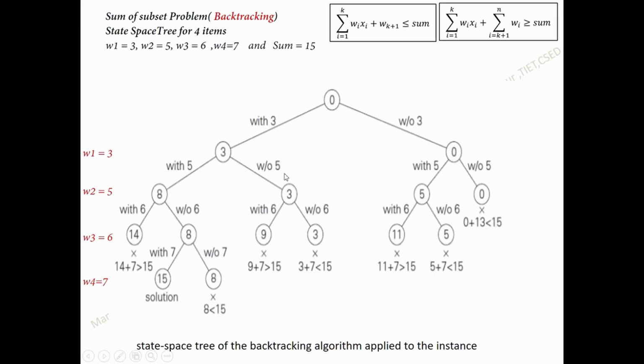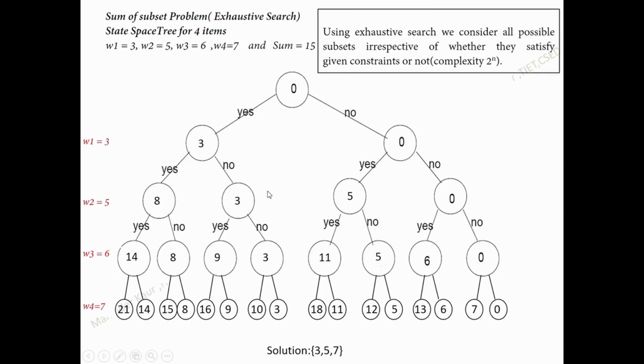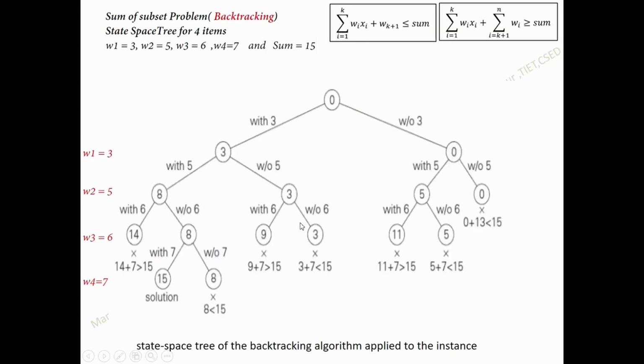The reason being, the original tree of exhaustive search is further being pruned. That means there is no further exploration of these nodes where a cross has been mentioned, based upon some constraints. We apply some constraints so that there is no further exploration beyond this node, this node, this node, this node, and this node where a cross has been mentioned. Now, what are these constraints?